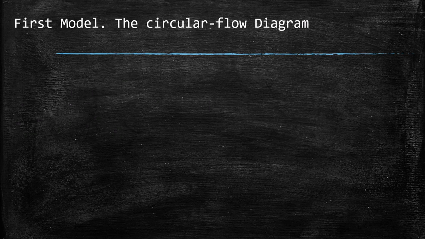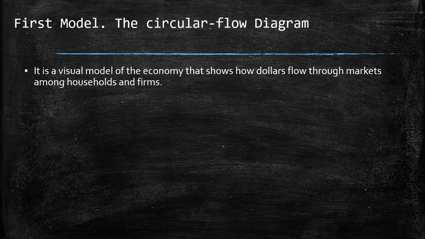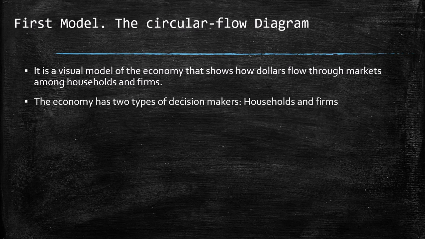So the first model is the circular flow diagram. How does it work? This is a visual model of the economy that shows how dollars flow through markets among households and firms. The economy is sustained by households and firms. This economy has two types of decision makers, and they decide how the economy works. They are the households and firms.